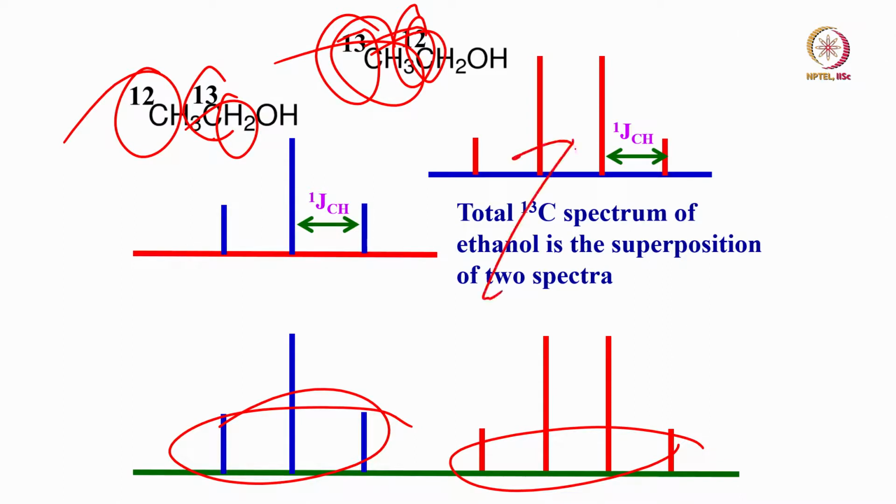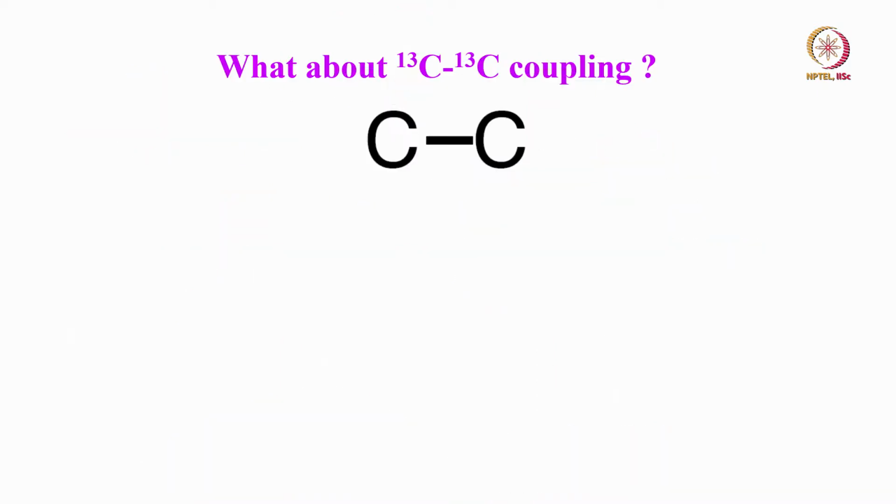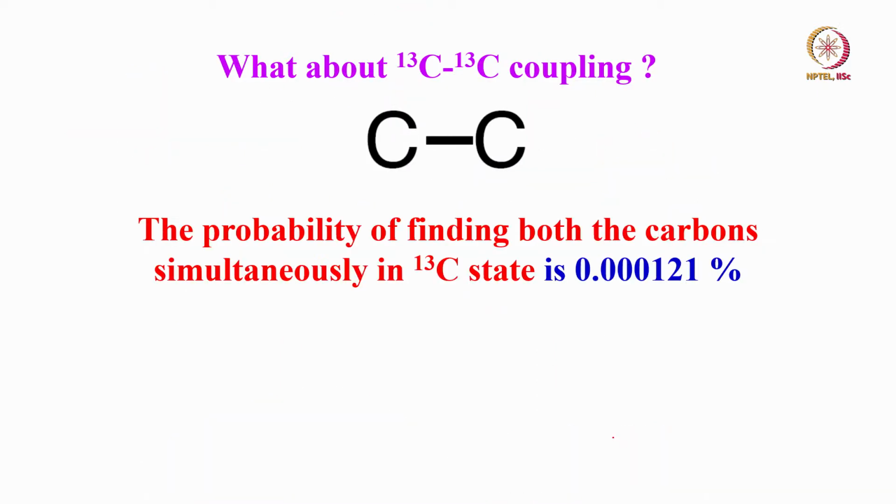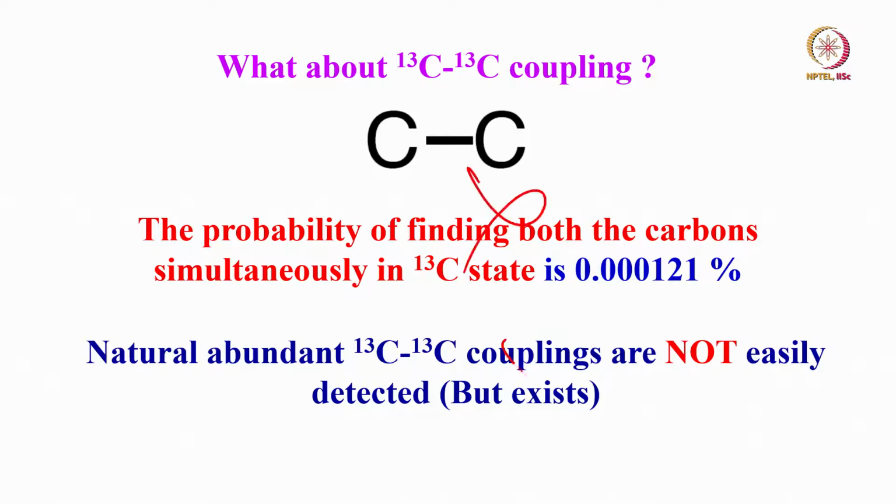You are not separating the molecule like this, one for CH3, one for CH2. In a given tube, both are present, so you get a superposition of both the spectra. So what about C13, C13 coupling? As I told you, we don't see it, we can ignore. But remember, coupling is not zero. Coupling exists, but you don't detect it because of the very low probability of seeing such molecules.